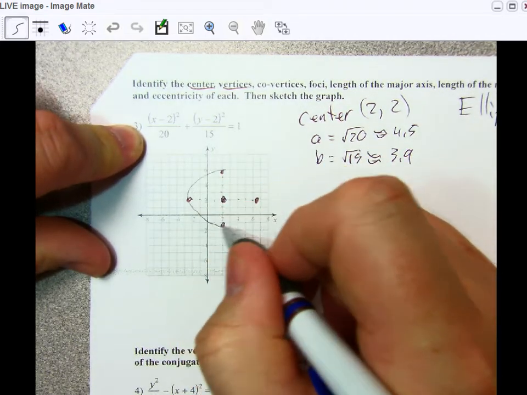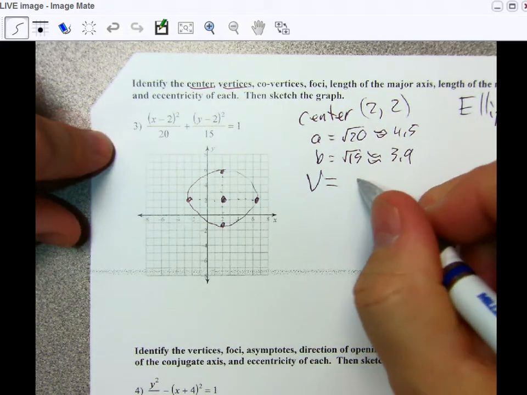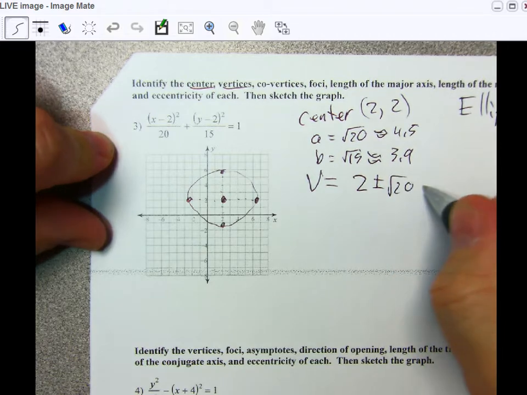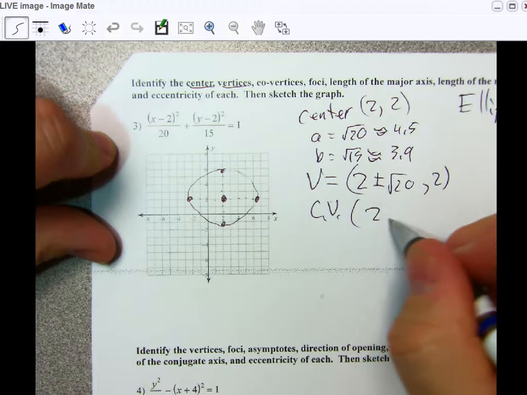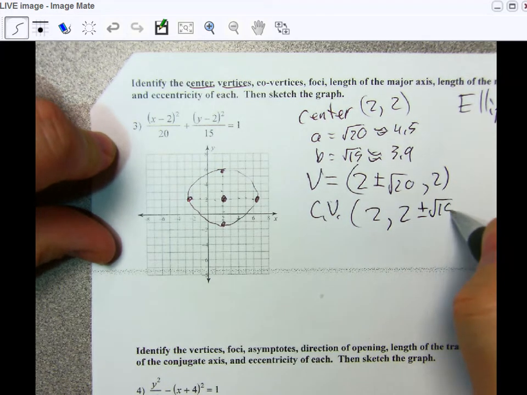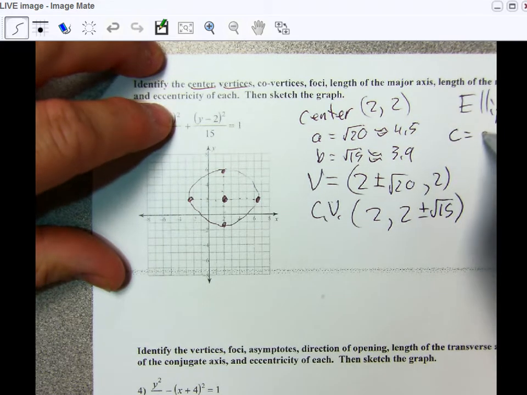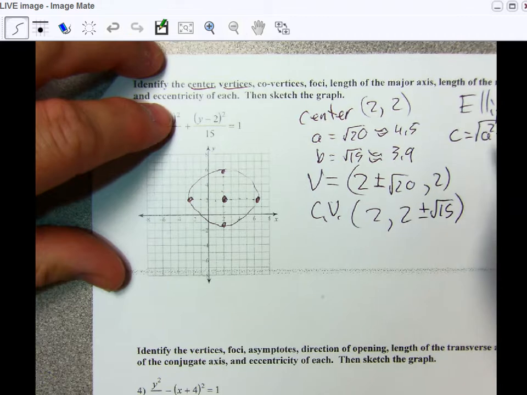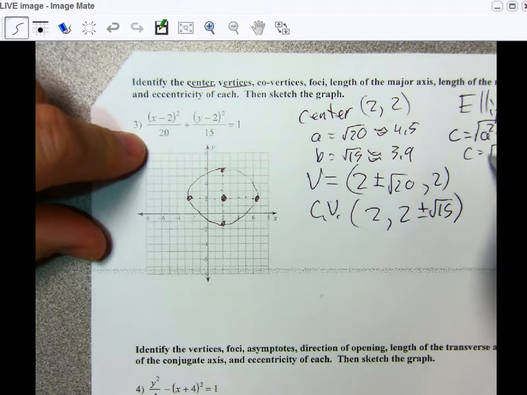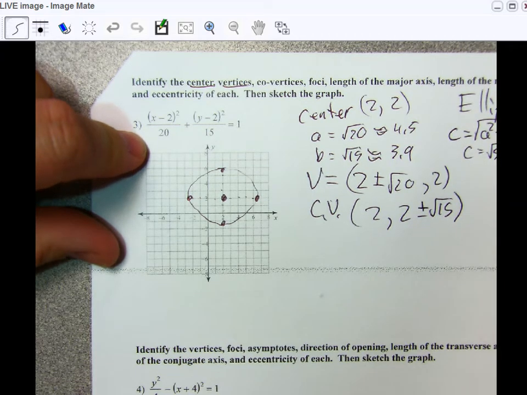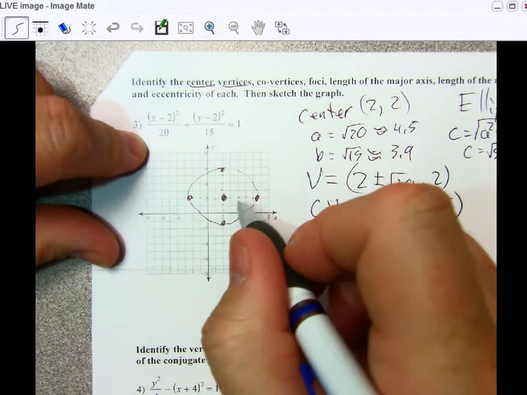And so we have these guys right here. So vertices equal 2 plus or minus root 20, 2. Covertices equal 2, 2 plus or minus root 15. We need a C value. C equals the square root of A squared minus B squared. So we're going to say 20 minus 15 is 5. C equals root 5, which is approximately 2.4-ish. And that's going to be in this direction.